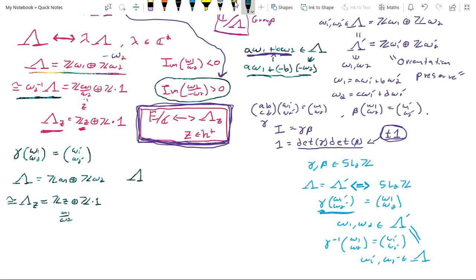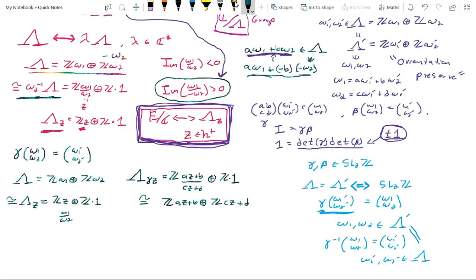Now, what would happen if I took this lattice lambda sub z and I were to look at the lattice lambda sub gamma z? Well, writing out our action for Mobius transformations, this would be the integer span of az plus b over cz plus d and 1. Now again, as far as complex elliptic curves are concerned, I can multiply by scalars. So I could multiply this by cz plus d, and this will be equivalent to the lattice spanned by az plus b and cz plus d.